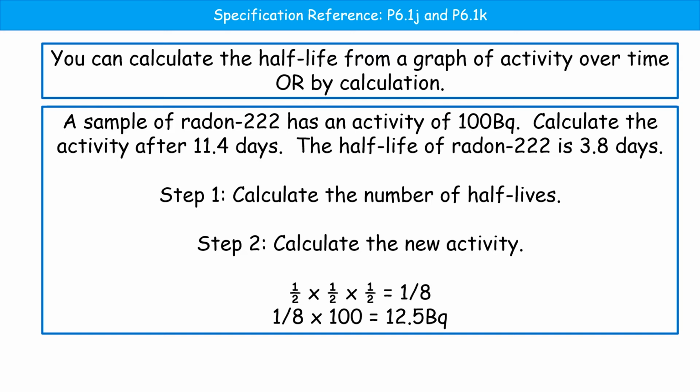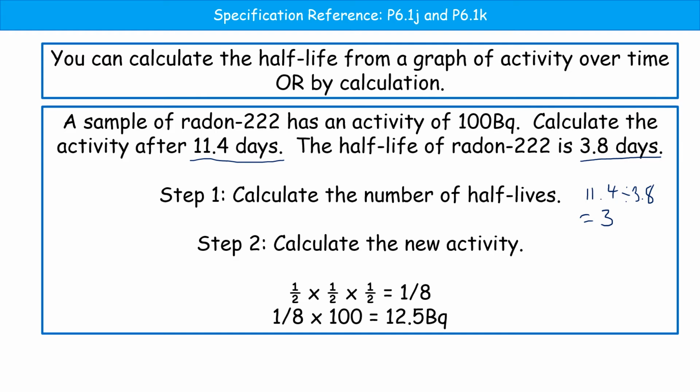So the first thing we need to do from this question is calculate the number of half-lives. We're told it's going to be 11.4 days and a half-life is 3.8. So what we need to do first of all is 11.4 divided by 3.8. As soon as you've got that bit, all you need to do is on the calculator 11.4 divided by 3.8, and that tells us that we have 3 half-lives.